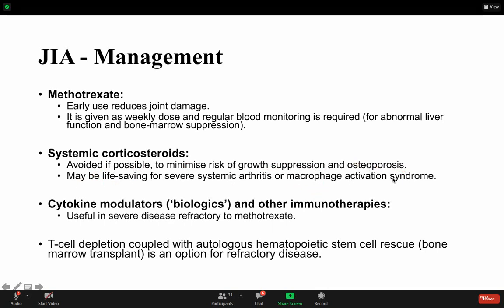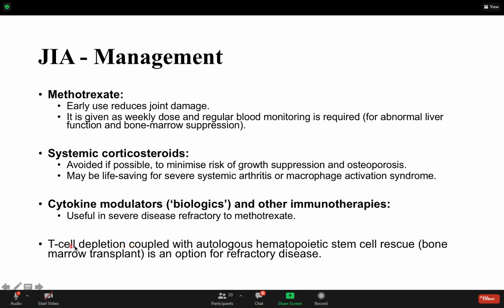But if there is macrophage activation syndrome, which is one of the complications of the GIA, نفس الماكروفاجز يصير لها activation في كل الجسم. They will present as in shock. نعطيهم systemic corticosteroid that could save their lives. As well as biologics, okay, or other immunotherapies can be used for severe diseases if they are refractory to methotrexate.